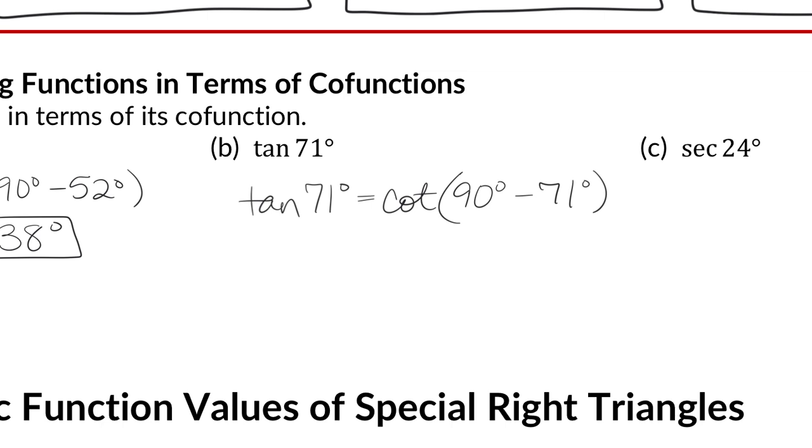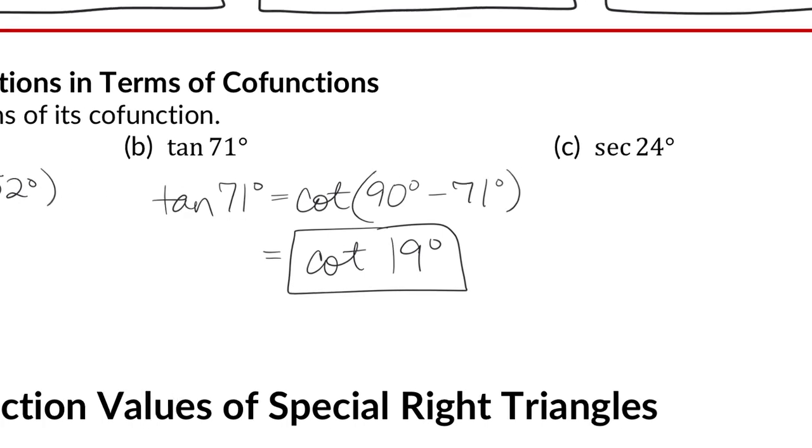So then we just do that quick subtraction problem. Tangent of 71 degrees is the same as asking the cotangent of 19 degrees. Easy? Just one more to make sure we got it.